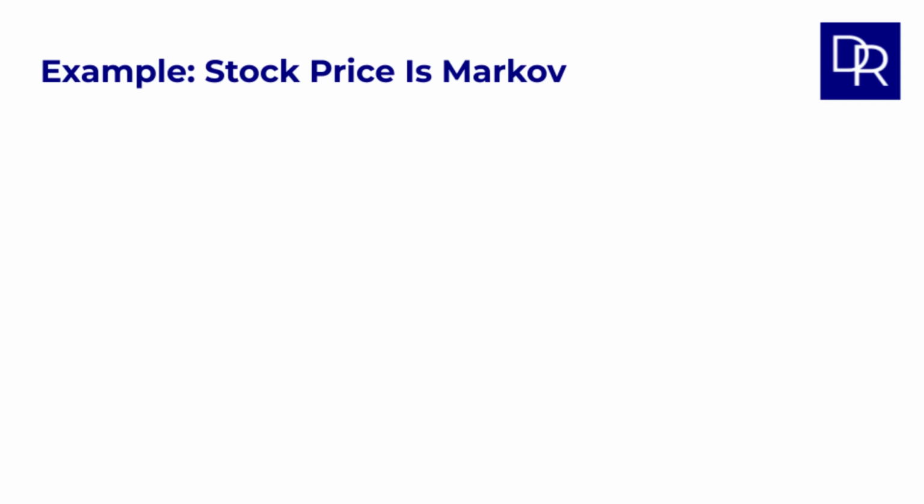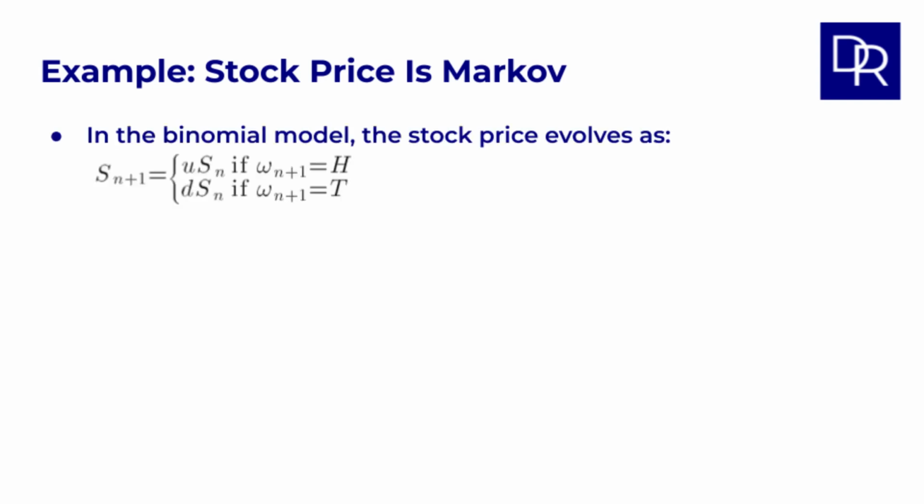Let's look at an example which shows that the stock price is Markov. In the binomial model, the stock price evolves as follows. The stock price at time n plus 1 is equal to up factor u times Sn if the result of the coin toss is heads, or the down factor d times Sn if the toss is tails.